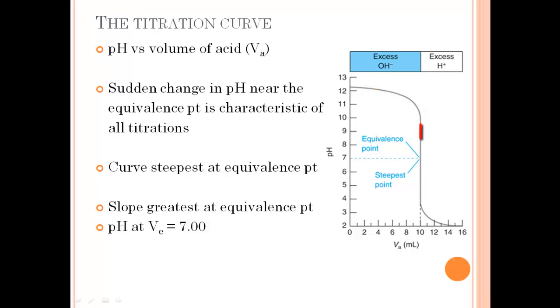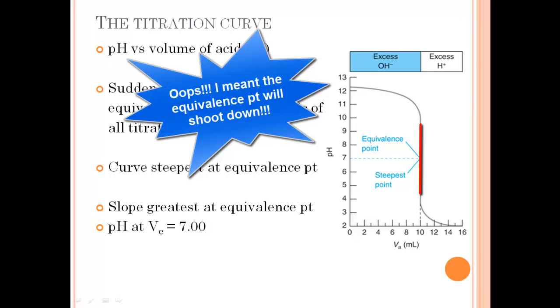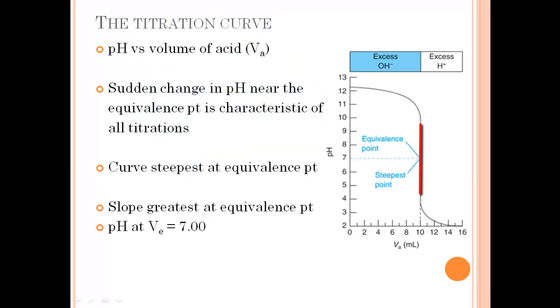At the equivalence point, you're going to have this straight line, because if you're starting with a base, it's going to shoot up from a basic pH to an acidic pH, because that equivalence point is the most drastic. It's the steepest point. And you notice that the equivalence point is exactly 7 because you have a strong acid and strong base titration.